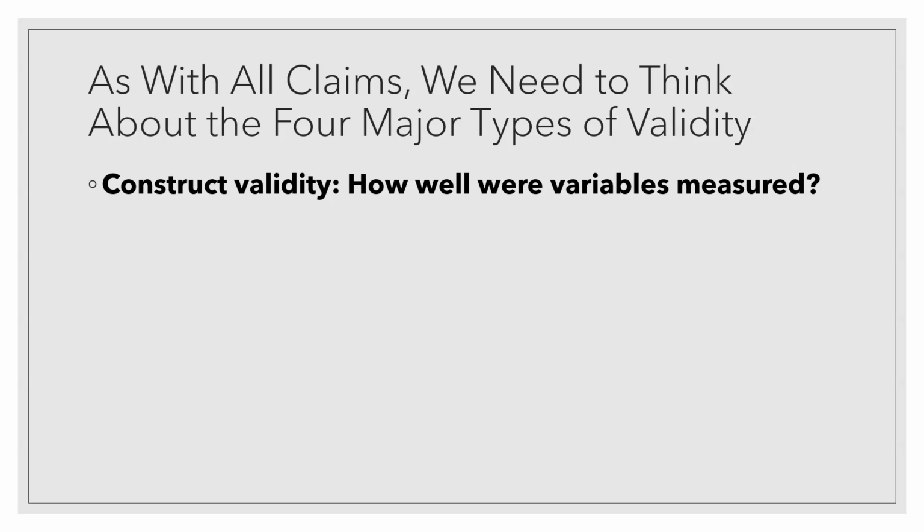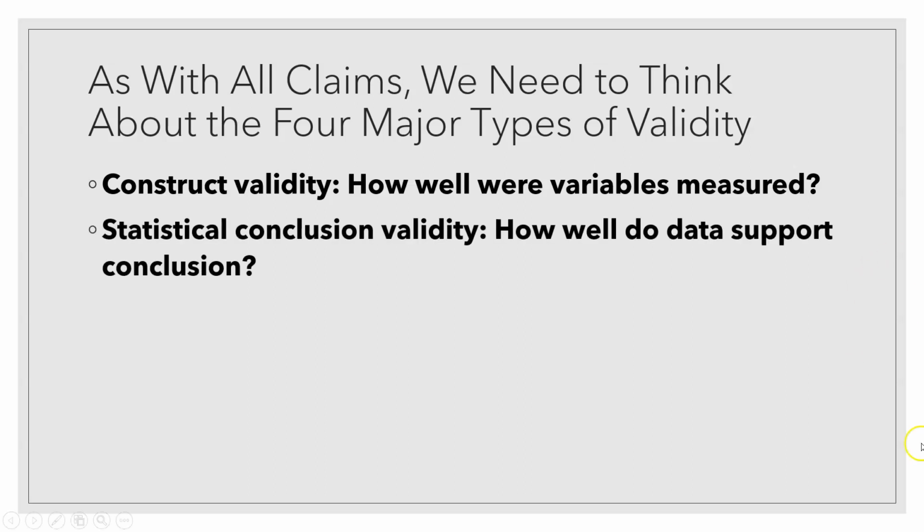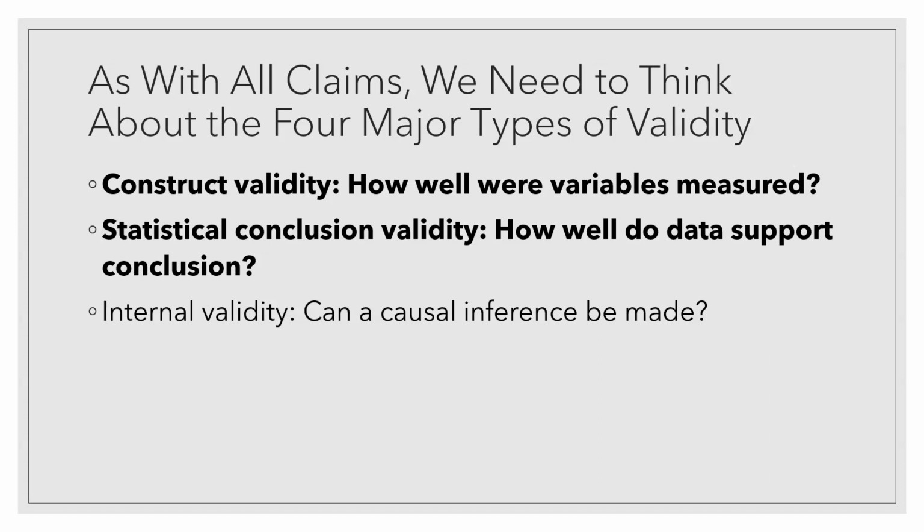First, we're going to talk about construct validity. So basically, we're looking for a theoretical construct that this variable is supposed to measure. So how well did we measure our variables? We have statistical conclusion validity. How well do our data actually support the conclusion that we have? We'll also talk about internal validity. Can a causal inference be made? Here's a hint with correlational data. No, you can't. And we'll talk about why.